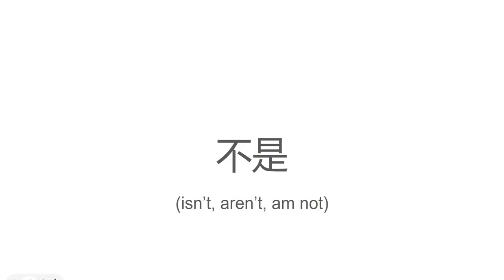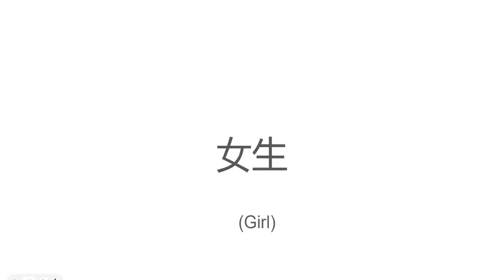So how to say you're not Jack? 你不是 Jack. Very good. So how to say she isn't Vivian? 她不是 Vivian. Perfect. Very good.